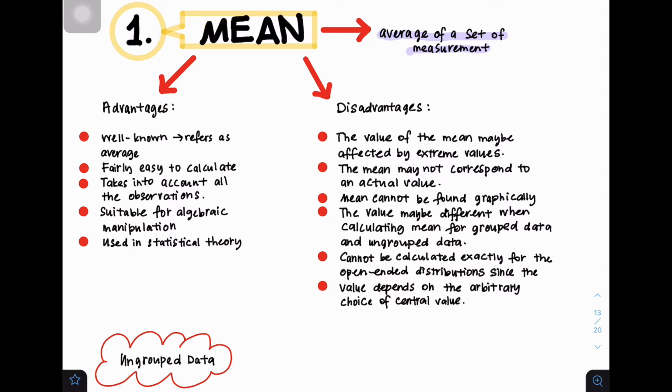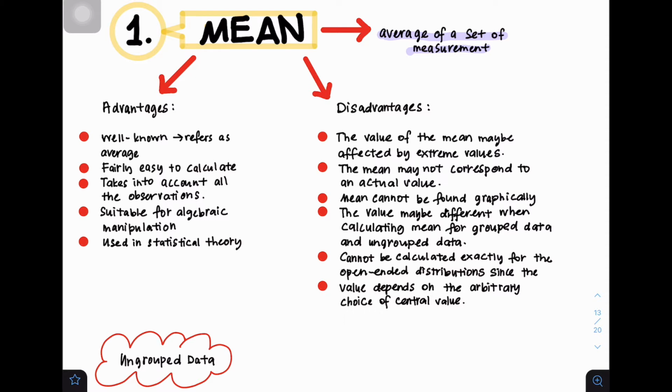Maksudnya kita punya study tu mewakili the whole populations of pelajar program sains part 4. Okay, so kita nak come up with the conclusion. We want to interpret our data. We want to describe our data. So we need a few measurement. Antaranya adalah measurement of central tendency, iaitu mean, mode dan median. Alright, so mean ini adalah average of a set of measurement, purata.